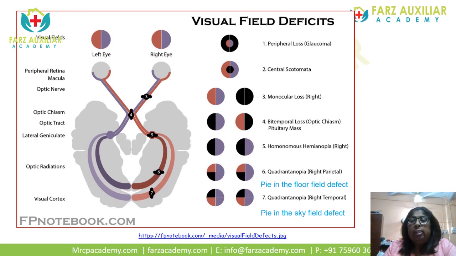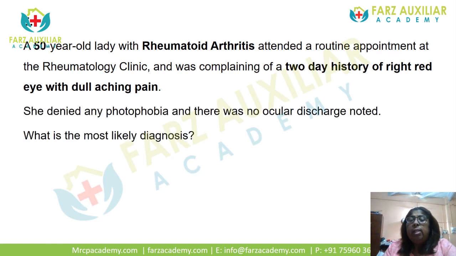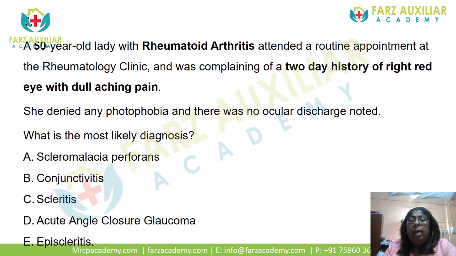Number 5. A 50-year-old lady with rheumatoid arthritis attended a routine appointment at the rheumatology clinic and was complaining of a 2-day history of a right red eye with dull, aching pain. She denied any photophobia or ocular discharge. What is the most likely diagnosis? A. Scleromalacia perforans. B. Conjunctivitis. C. Scleritis. D. Acute angle closure glaucoma. And E. Episcleritis.